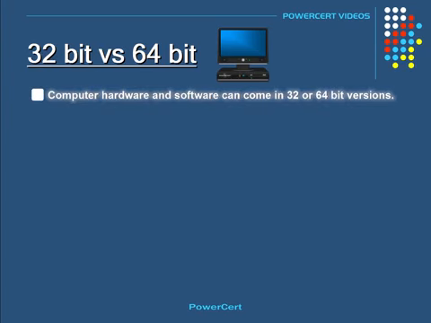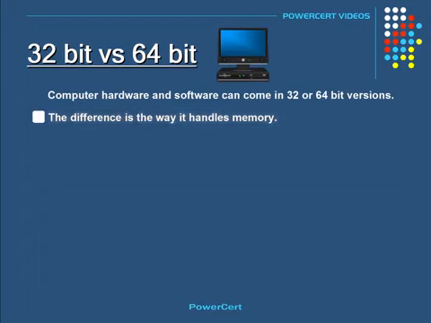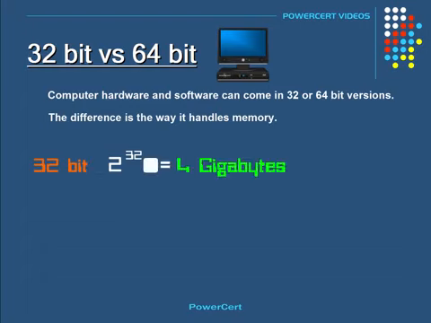Computer hardware and software can come in 32 or 64-bit versions. The difference between a 32-bit and a 64-bit is the way that it handles memory. The bit size refers to the memory that it can address. A 32-bit system can reference 2 to the 32nd power bytes of memory, which equals about 4 gigabytes.